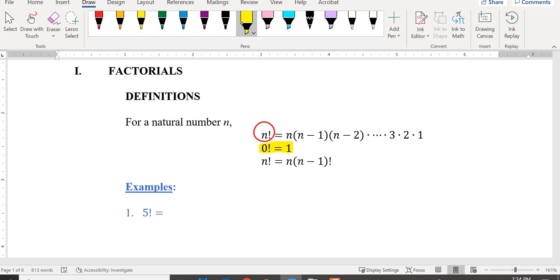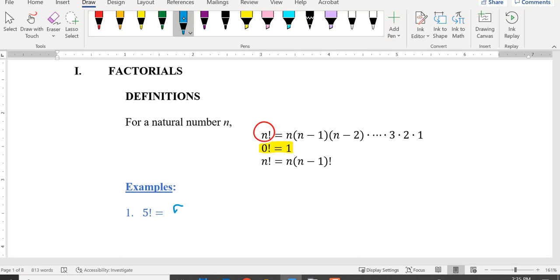Okay, another way we can write n factorial, we can peel off the first term, n, and then all of this is just n minus 1 factorial. That's going to come into play here in a minute. Let's go do a few examples.